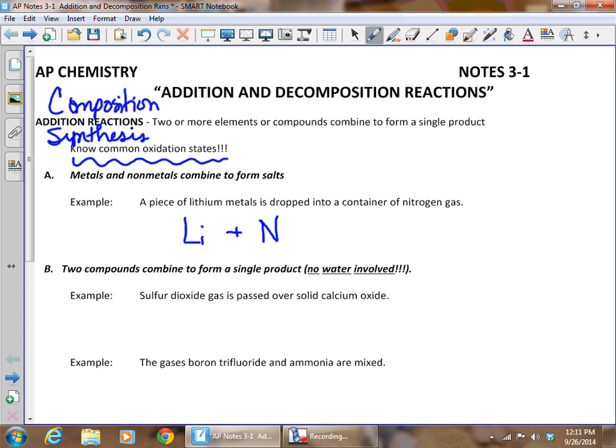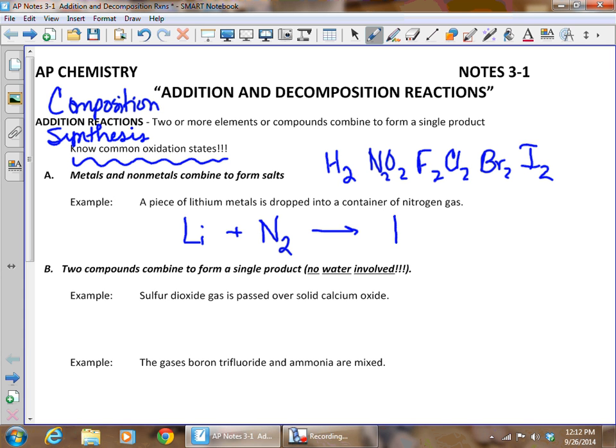Now, in addition to knowing what those charges are, those oxidation states, we also need to know our diatomic elements. So don't forget our hydrogen 7: hydrogen, nitrogen, oxygen, fluorine, chlorine, bromine, and iodine. Those are our 7 diatomic gases. So we've got a piece of lithium along with nitrogen gas, which as a free element is N2. We're going to react them together to form a compound. If you've got two elements and that's all you're starting with, then there's really nothing else you can get in the end except a compound.